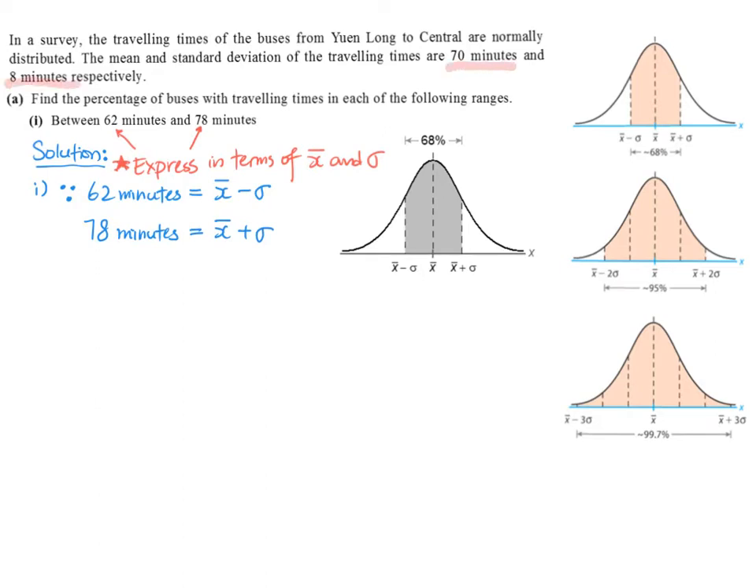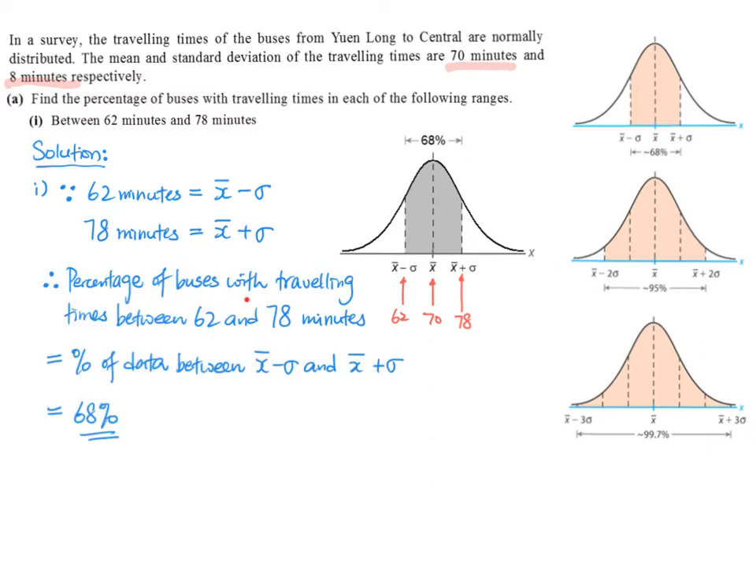So we recognize that 62 is actually 1 standard deviation below the mean, while 78 minutes is 1 standard deviation above the mean. And so if we refer to the normal graph here, within 1 standard deviation, right? That corresponds to 68% of data. And so the percentage of buses with traveling times between 62 and 78 minutes is 68%.